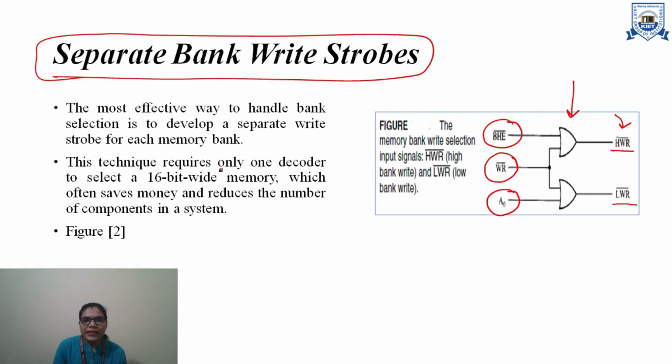This technique requires only one decoder, because we are using the write signal to select banks. Only one decoder will be used to decode the addresses, whereas in separate decoders, two decoders will be used for separate banks.